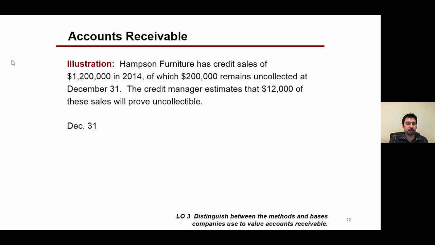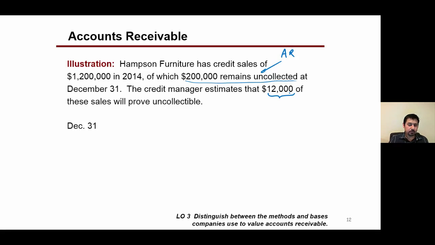So let's see how the allowance method works. Hampson Furniture has credit sales of $1,200,000 in 2014, of which $200,000 remains uncollected. So the uncollected amount at the end of the year is $200,000. This is the balance in accounts receivable. The credit manager estimates that $12,000 of these sales will prove uncollectible. So the value of the bad debt expense is $12,000.